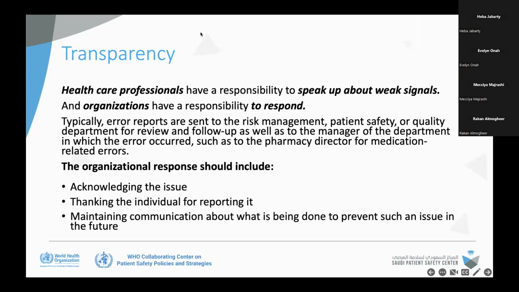Moving to transparency, healthcare professionals have a responsibility to speak up about weak signals, and organizations have a responsibility to respond. Without this balance, we can't move on. Healthcare professionals, the organization and leaders have to react and respond positively. Why should the organization's response be included? When we encourage people to speak up and to report, we have to acknowledge them, thank the individual for reporting, and maintain communication about what is being done to prevent such an issue in the future.